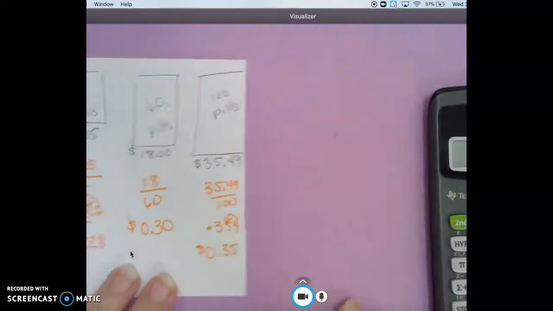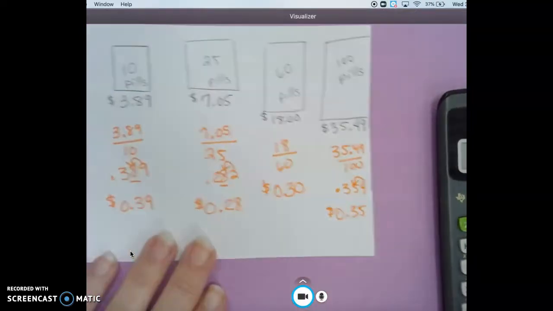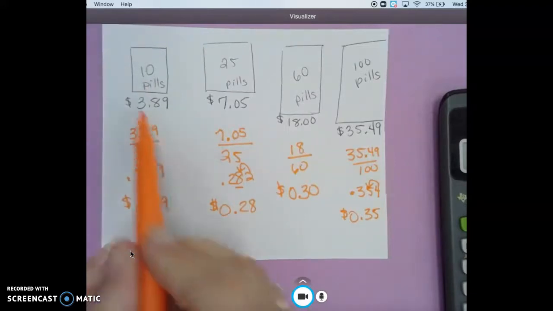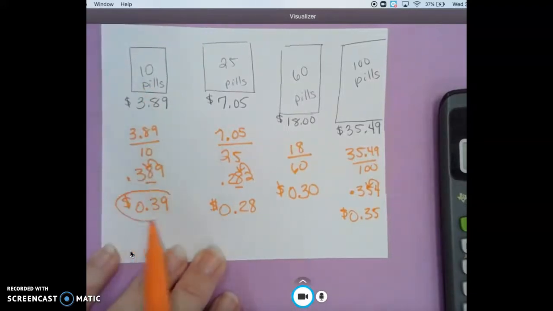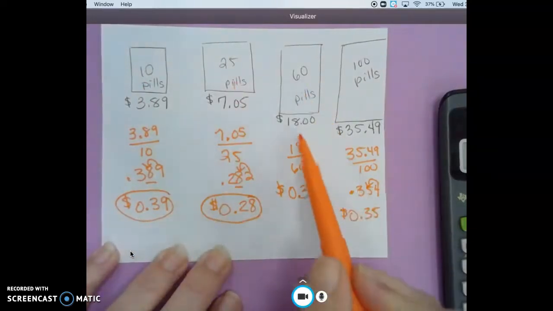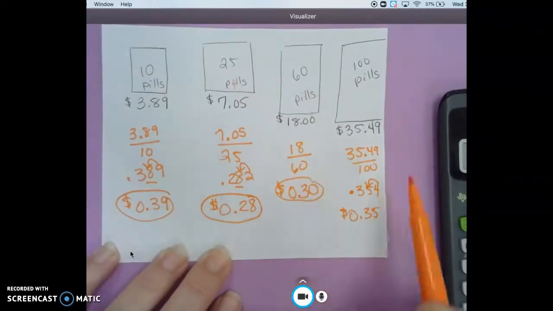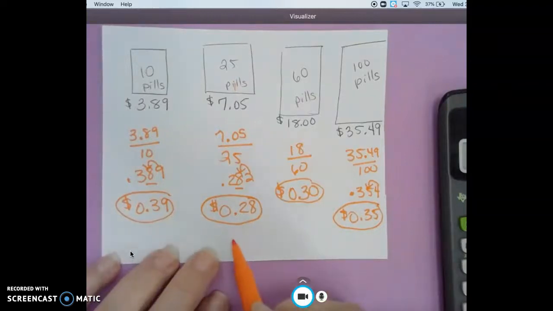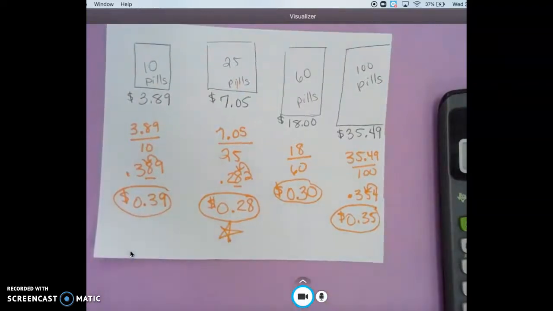So when we look at all of our prices, the unit price, remember how much is one pill. In this bottle, one pill is 39 cents. In this bottle, one pill is 28 cents. In this bottle, one pill is 30 cents. And in this bottle, each pill is 35 cents. So if we want to get the cheapest, we're going to get the pill bottle that's got 25 pills in it, because that's the best unit rate.